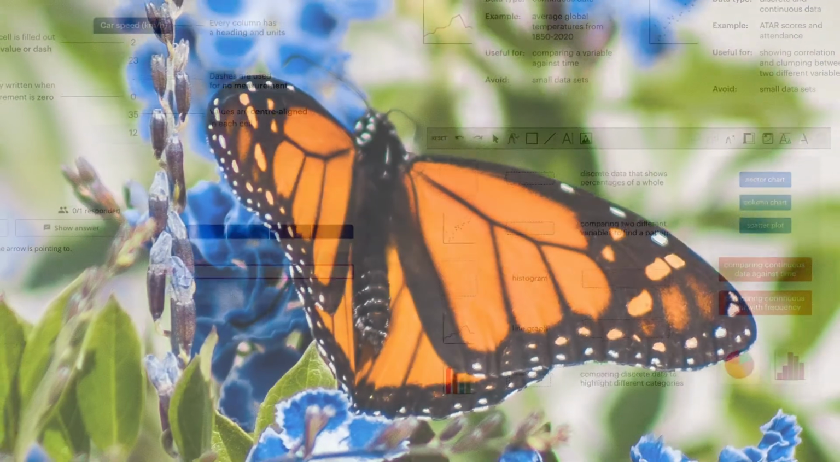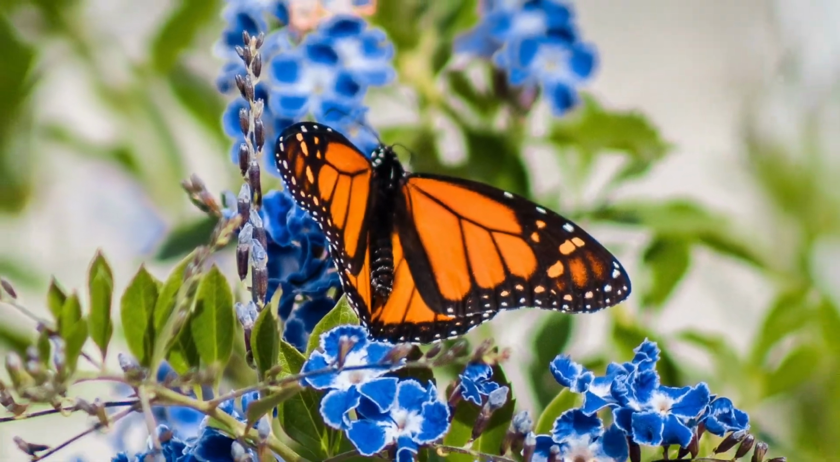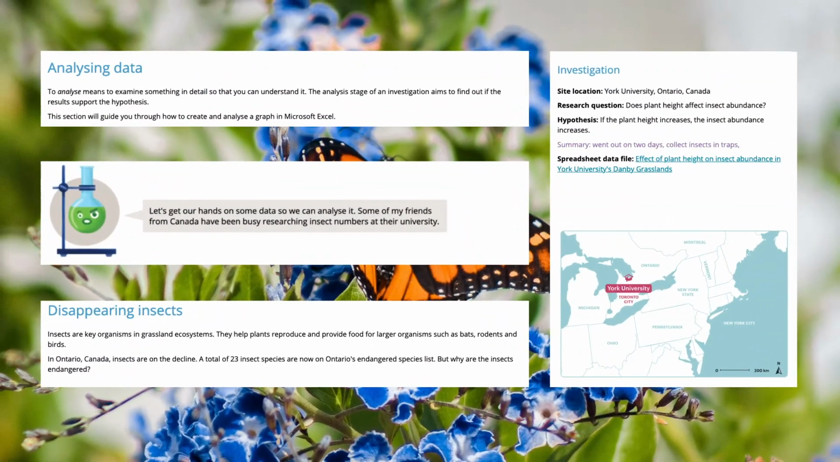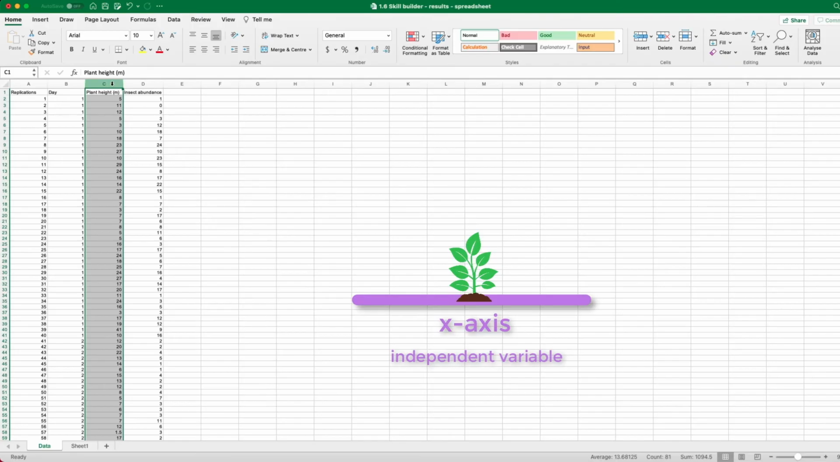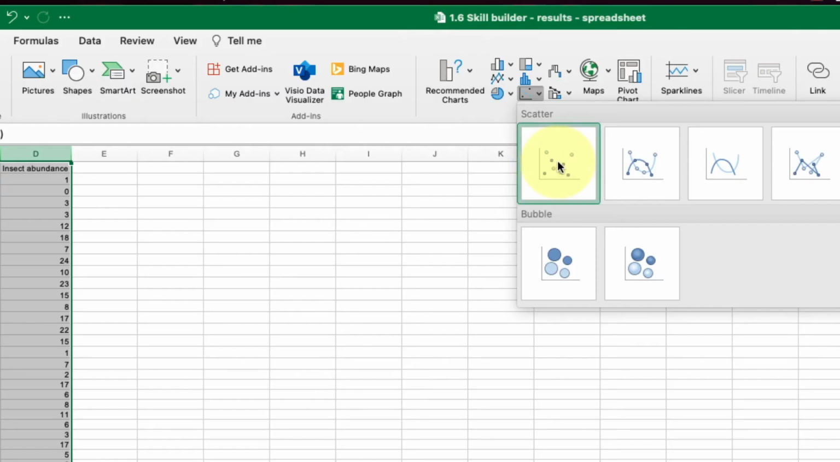To ground these skills in the real world, students are given real data to explore declining insect numbers in Ontario, Canada. They are guided through constructing a graph in Excel and then analysing and evaluating the dataset.